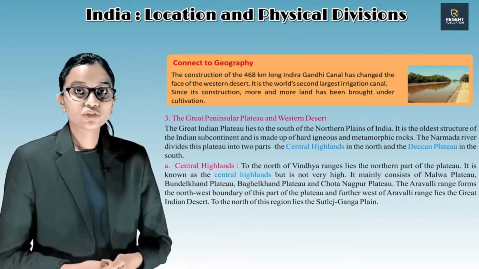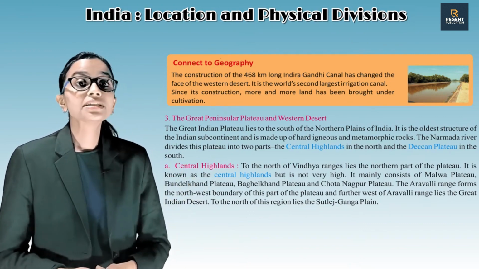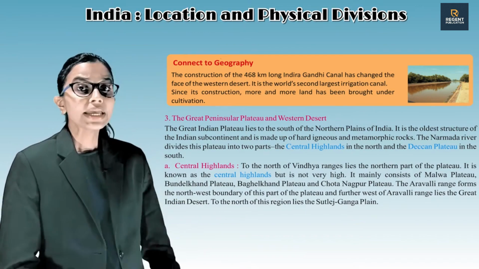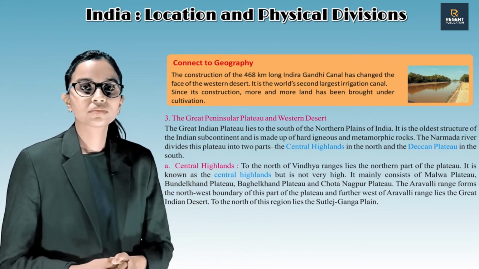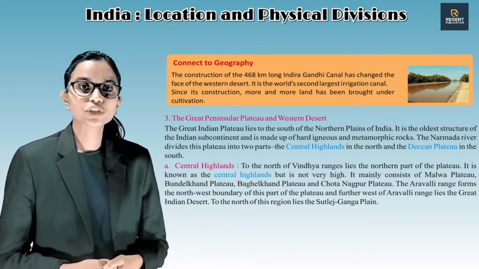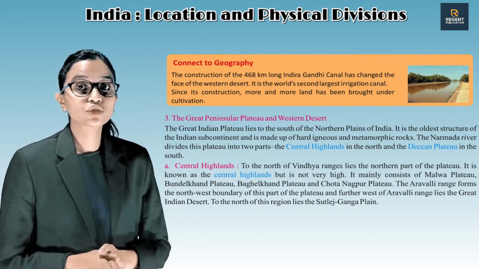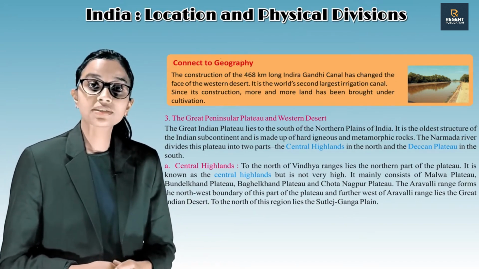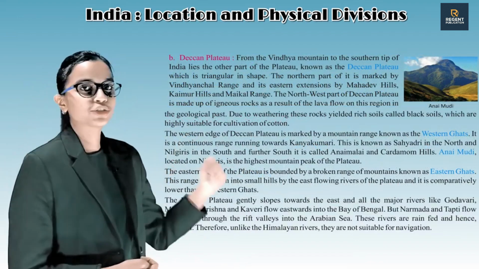To the north of the Vindhya Ranges lies the northern part of the plateau. It is known as the Central Highlands but is not very high. It mainly consists of the Malwa Plateau, Bundelkhand Plateau, Baghelkhand Plateau and Chota Nagpur Plateau. The Aravalli Ranges form the northwest boundary of this part of the plateau, and further west of the Aravalli Ranges lies the Great Indian Desert. To the north of this region lies the Satluj-Ganga Plain. B part, Deccan Plateau.